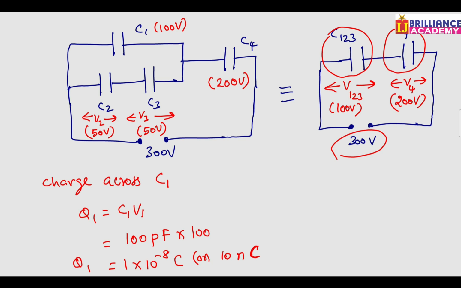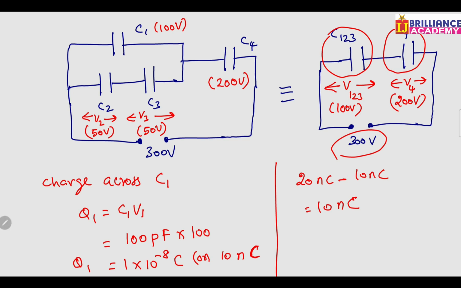Across C2 and C3, you need not calculate, because 20 nano coulomb minus 10 will be 10 nano coulomb. You can even calculate and get the same answer. Because C2 and C3 are in series, they will have the same charge, so it will also be 10 nano coulomb. So the total is 20 nano coulomb. Across C1 it is getting split as 10 nano coulomb, and across C2 and C3 it will be 10 nano coulomb. Or if you want, you can go for the normal calculation, C2 V2, by which also you will get the same answer.